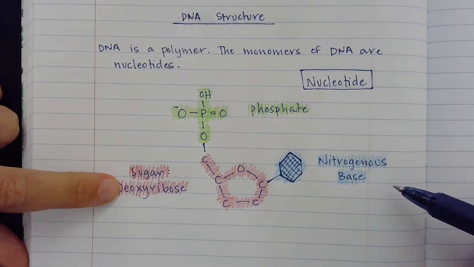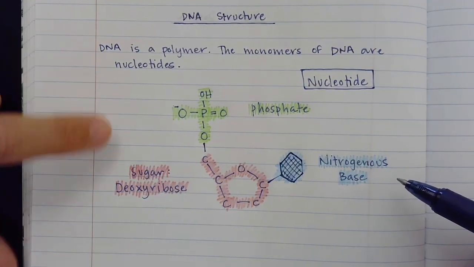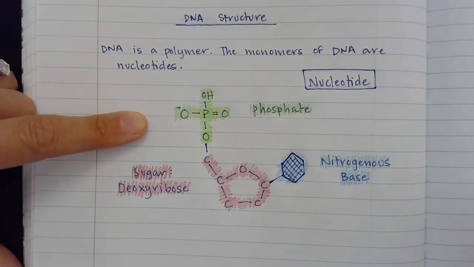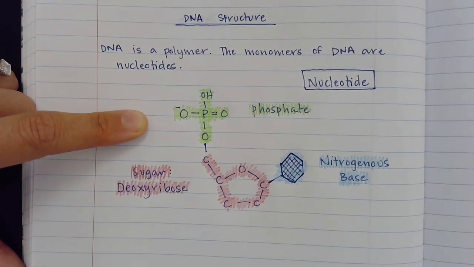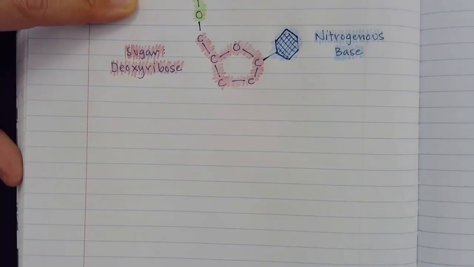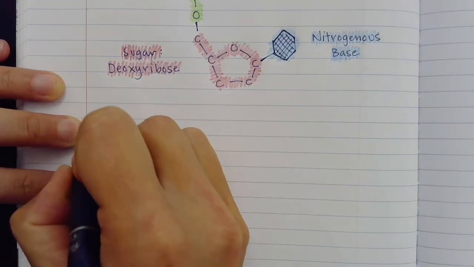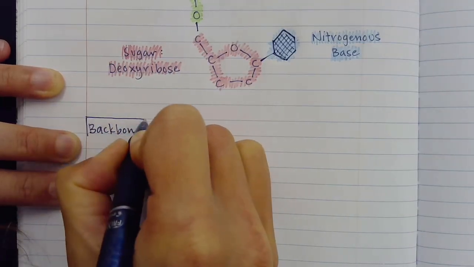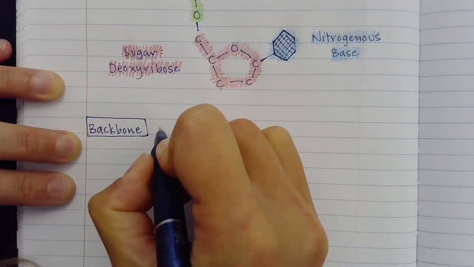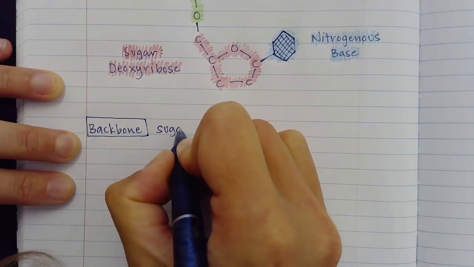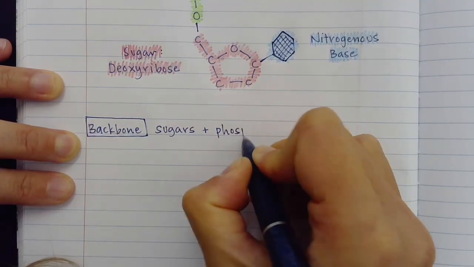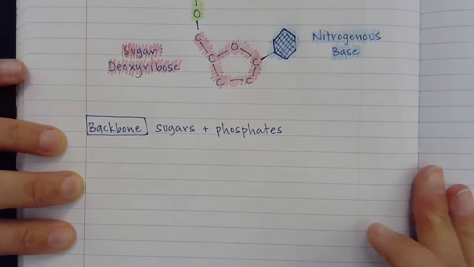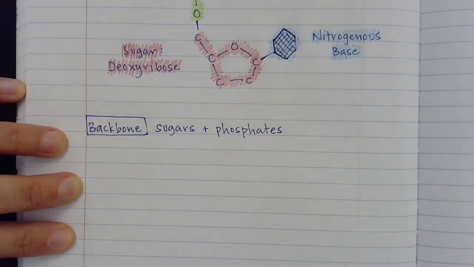DNA is made up of nucleotides, so it is made up of this structure repeated over and over and over again. The backbone of the DNA is called a sugar phosphate backbone, because it is made up of sugars and phosphates. So here we're going to dive into what actually is a phosphate and more detail about the sugar.